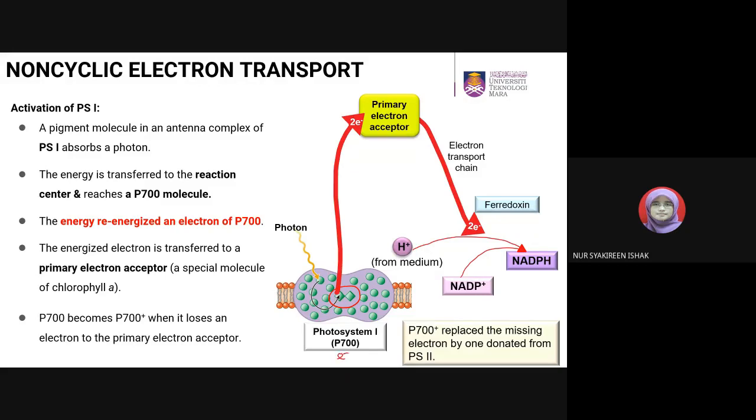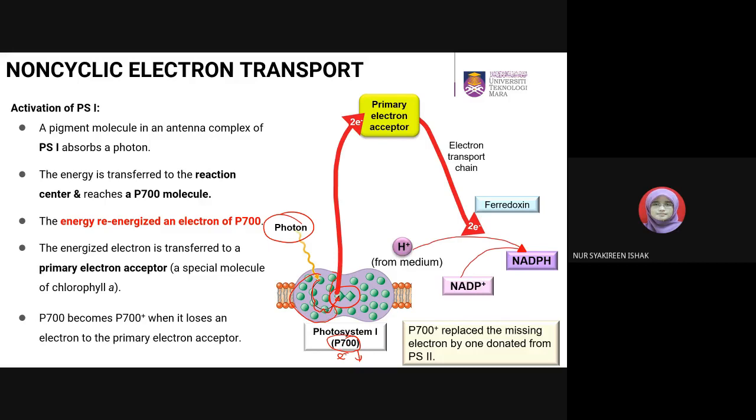Okay, the electron that is received by P700 has really low energy. So how to re-energize the electron? By absorbing photon again. The accessory pigment of photosystem 1 in the antenna complex will absorb energy, pass from one pigment to another pigment until it is received by P700.